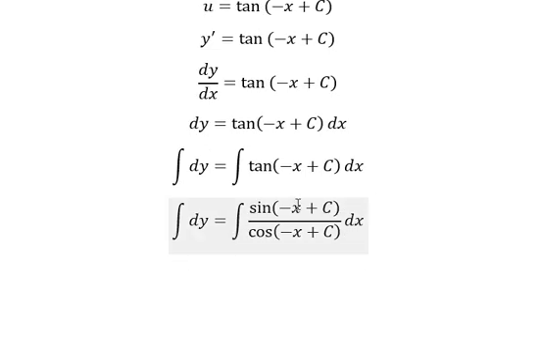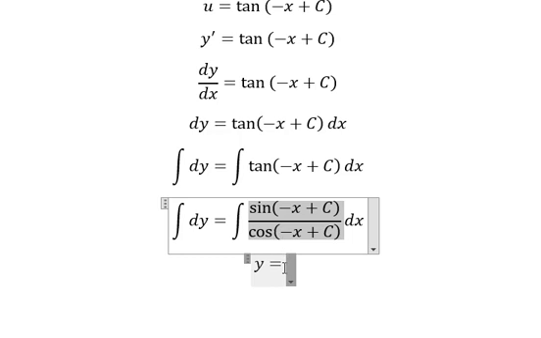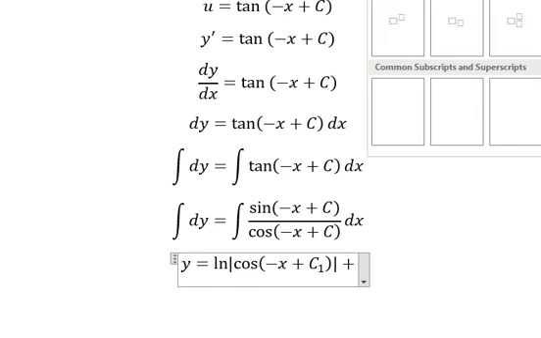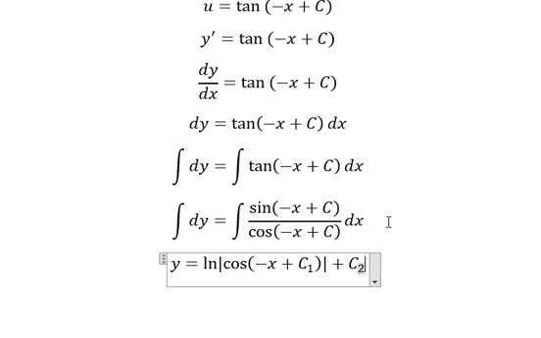So the integration of this one, the integration of dy, you get y. The integration of this one in here, we will have ln of the absolute value of negative s, and I will put c number 1, that's the constant number 1. And we have cosine in here. And I will put c number 2, that's the constant number 2. And this is the final answer.